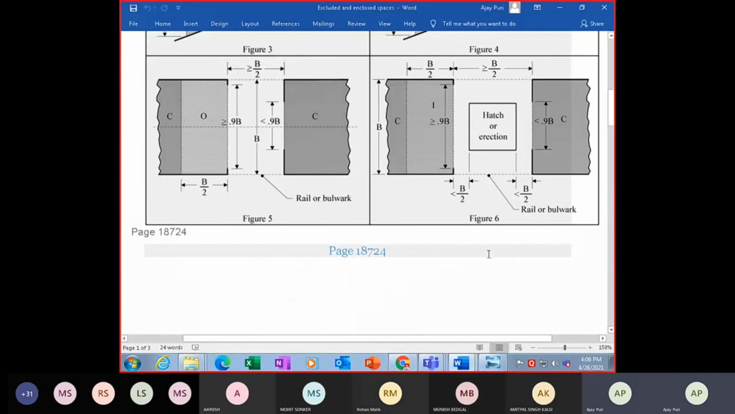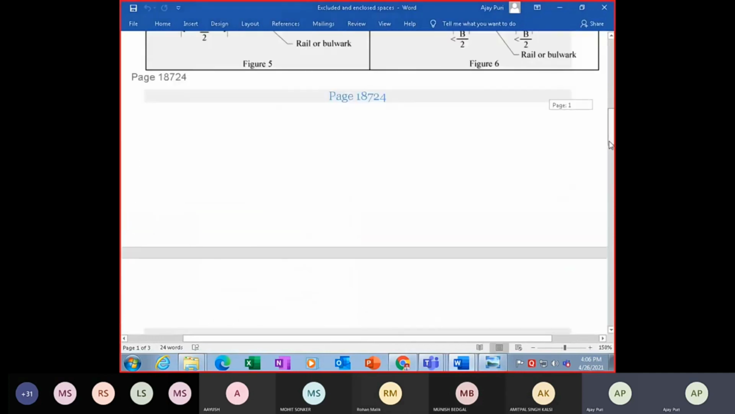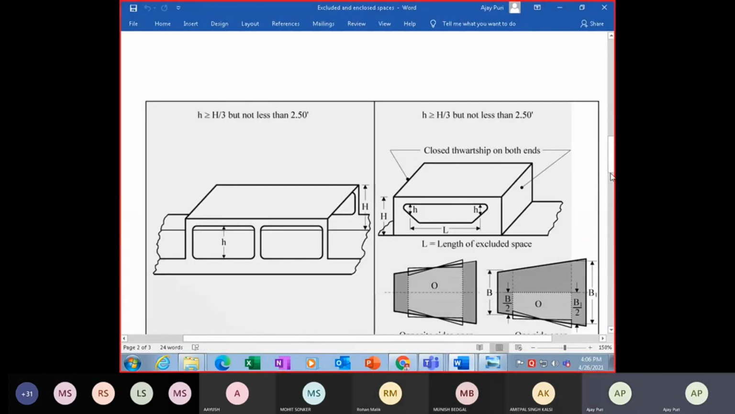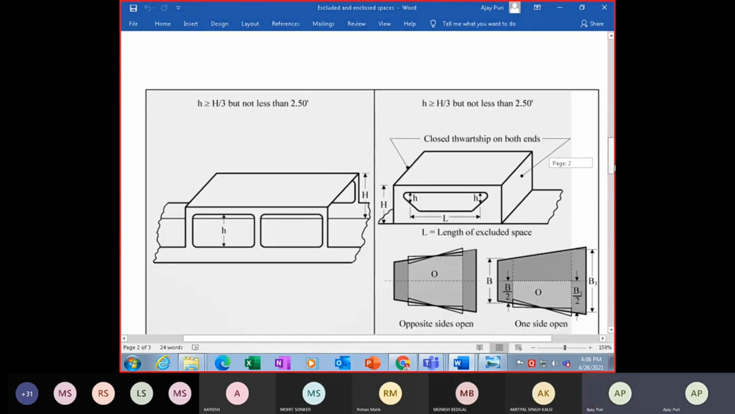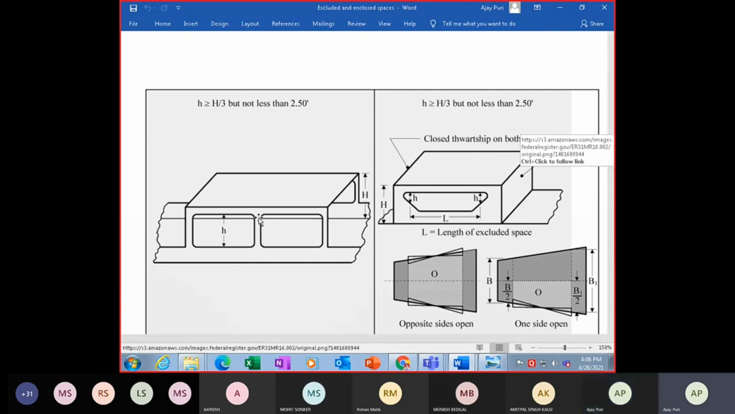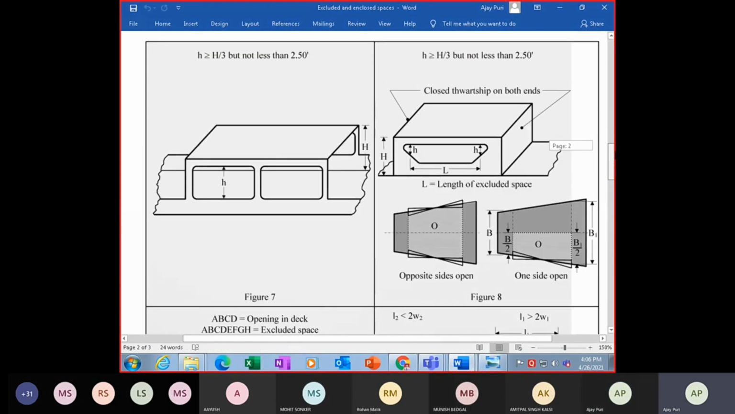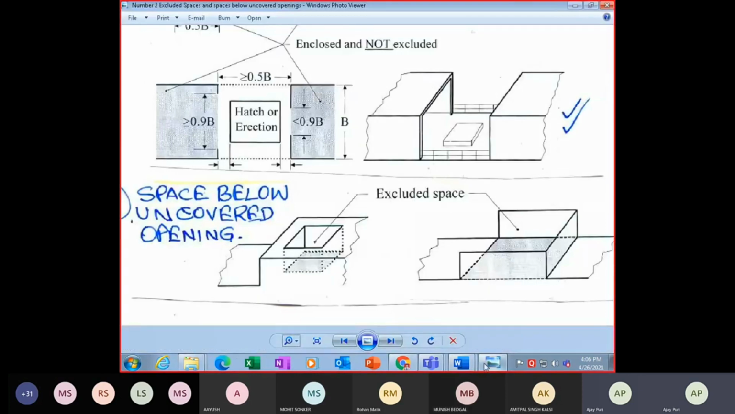Now we come to the next diagram, is this diagram. You have a covering on top. The sides you have just stanchions here. You don't have entire covering. This is open on both sides. So here, when it is open on both sides, this area will not be taken into consideration. That's figure 7. The explanation is given here.